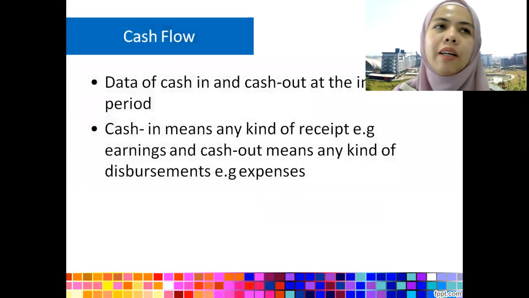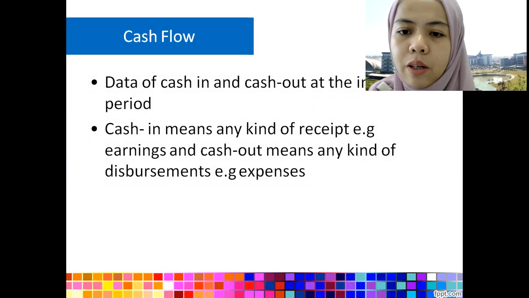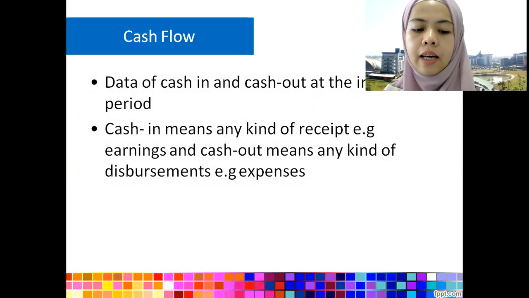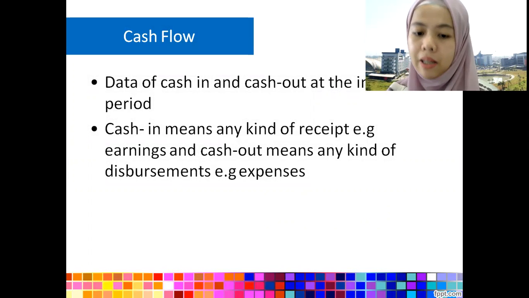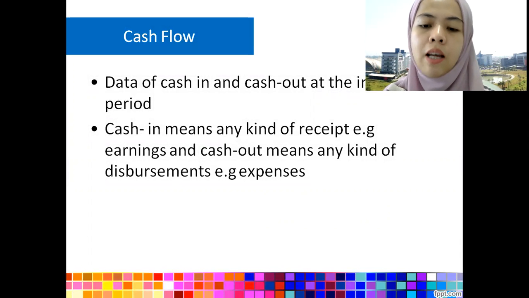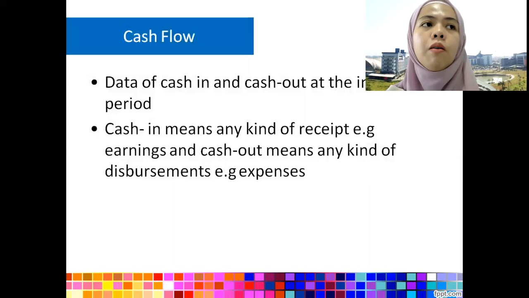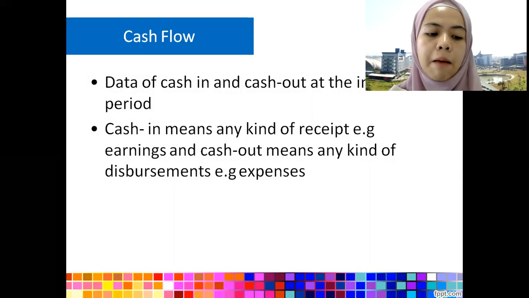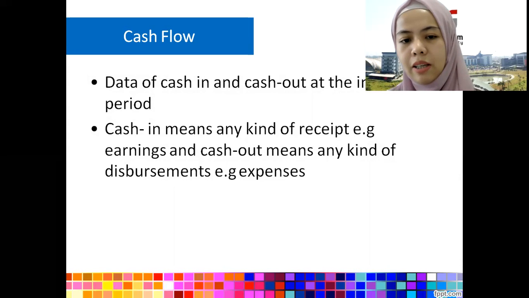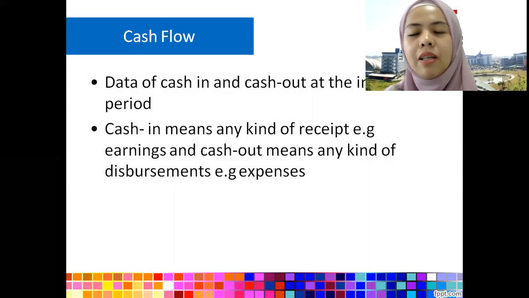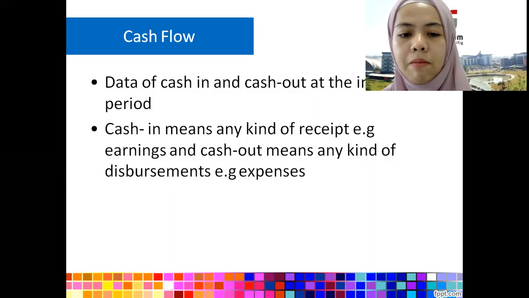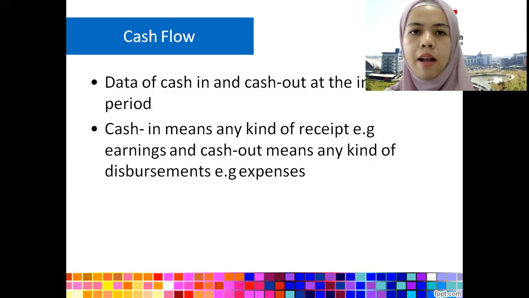So the cash flow is just like data about the cash in and also the cash out. Cash in means any kind of earnings, meaning our balance will be increased since an amount of money will come into our bank account. And cash out means any kind of disbursement. It means we pay something with an amount of money. The example of disbursement is expenses, and the best example for cash in is when we gain some profit and some revenue by running a business.